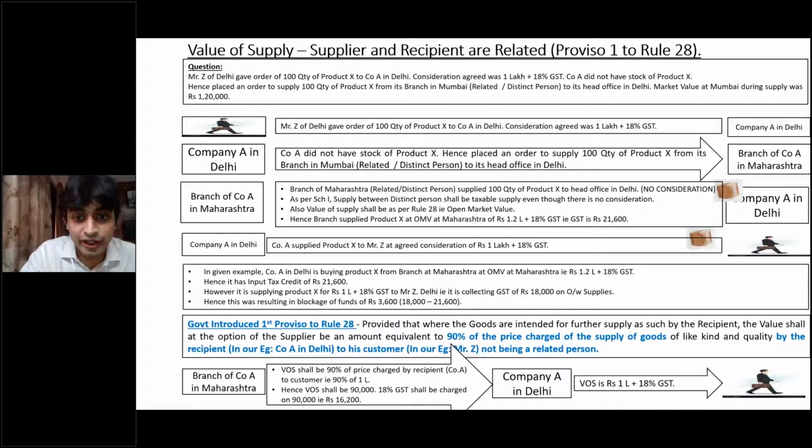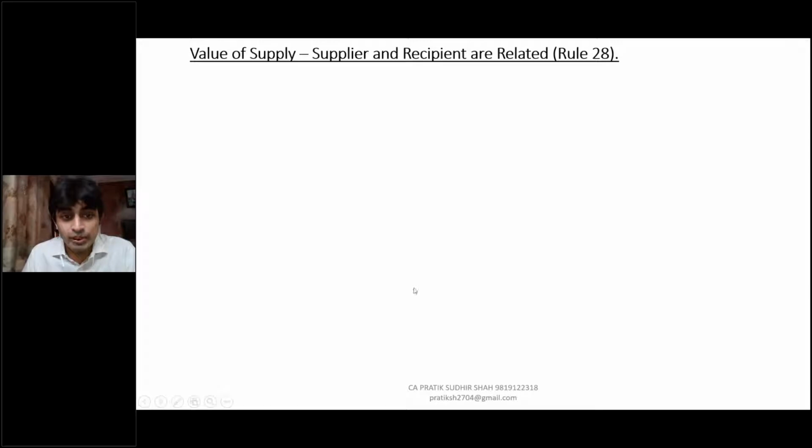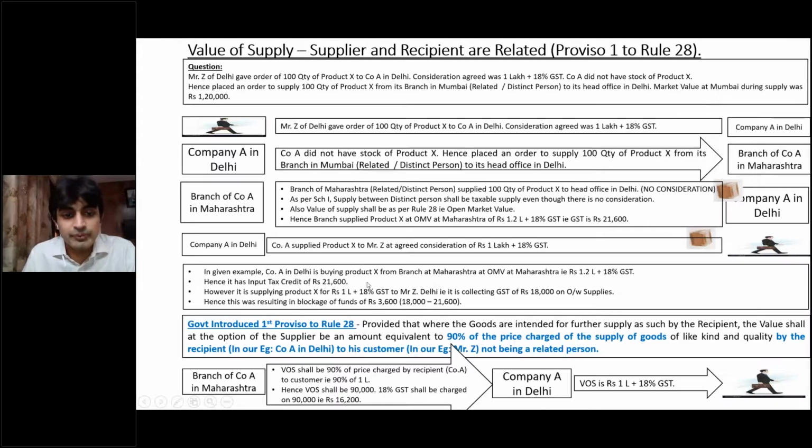But provision क्या allow कर रहा है? 90% of the value charged by recipient, यानी Delhi, to the end customer. 1 lakh का 90% आप charge कर सकते हो. So how much I will charge? 90,000. GST will be 16,200 only. Okay, so now मेरे funds block नहीं होंगे. Here it was getting blocked of 3,600. See this. But now because of this provision, मेरा funds block नहीं होगा.